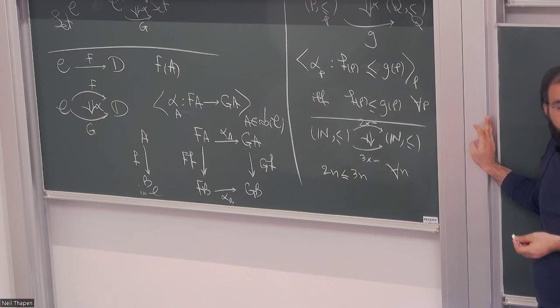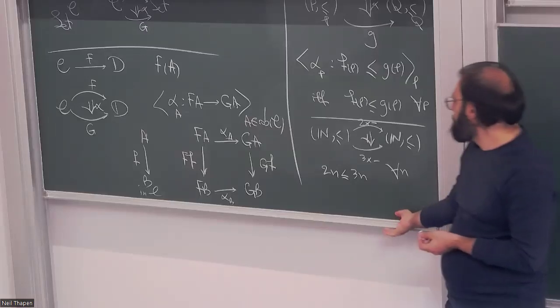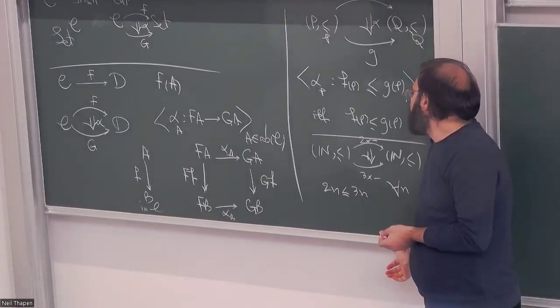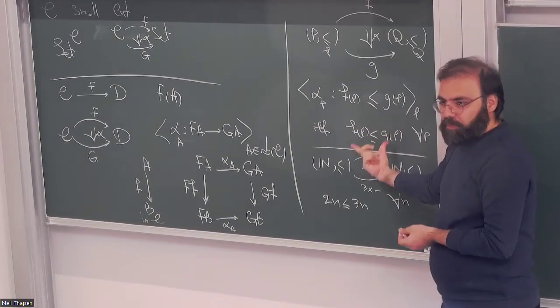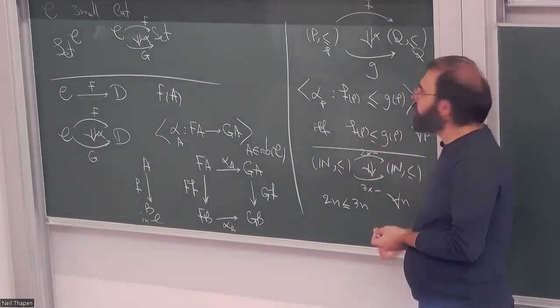You say there's no natural transformation. Yes. Of course, because it should be uniform, right? Uniformity here means you have it everywhere.